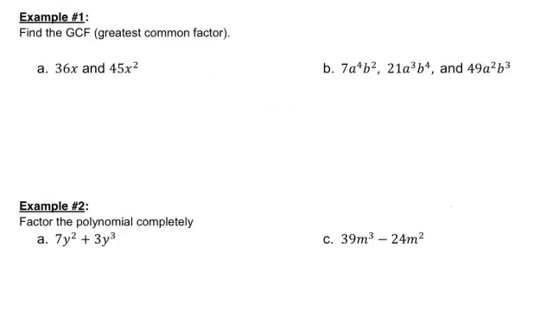Example 1 says to find the greatest common factor. So we are looking at 36x and 45x squared. So again, we're looking for factors or things that we multiply together to get 36x and 45x squared. So let's first think about 36 and the factors of 36. So we have 1 and 36, 2 times 18, 3 times 12, 4 times 9, and 6 times 6. And then we also can't forget our x. So these are all the factors of 36, things that we can multiply together to get 36x.